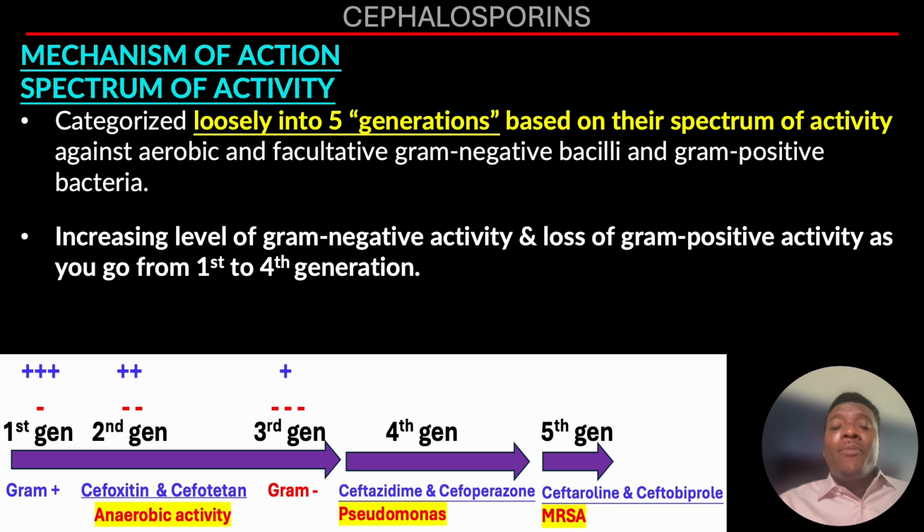In terms of the spectrum of activity, we loosely, and I'll use that word very importantly, loosely categorize them into 5 generations based upon their spectrum of activity. Simply put, you get increasing level of gram-negative activity as you go from first generation to fourth generation, but you sometimes lose some gram-positive activity from the first to the fourth generation.